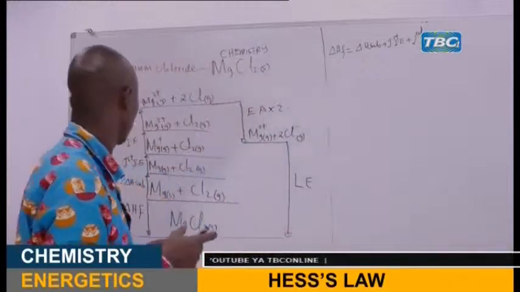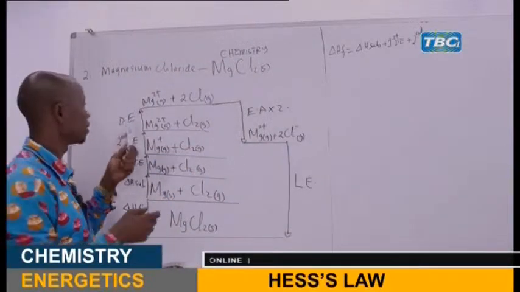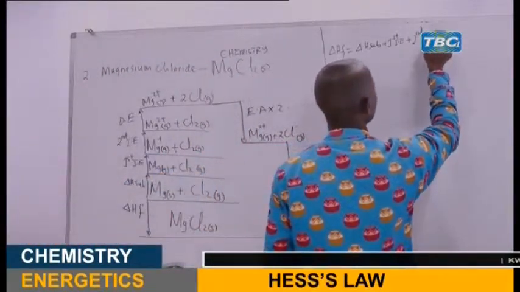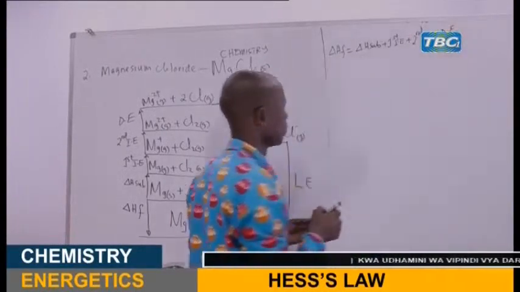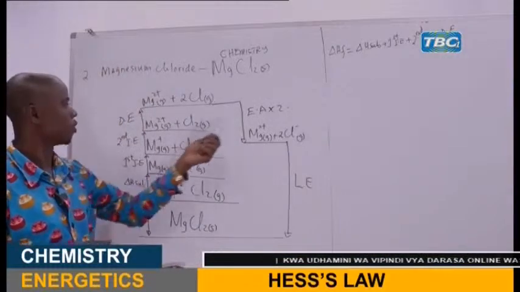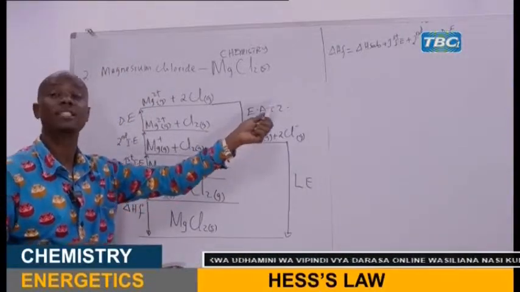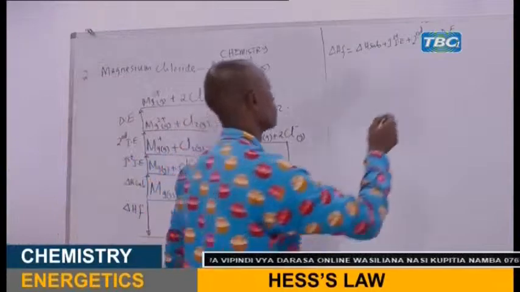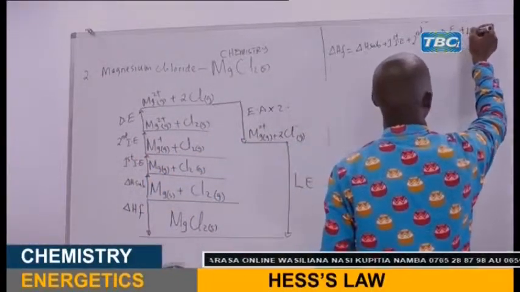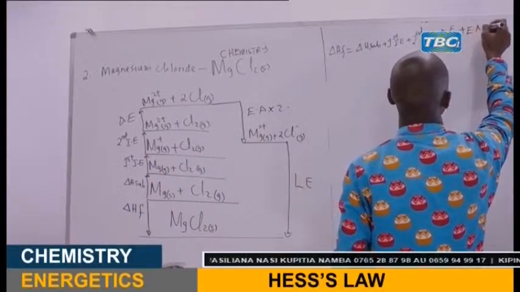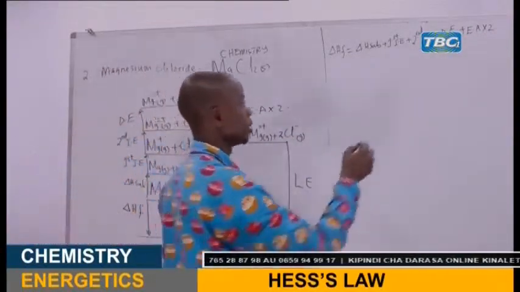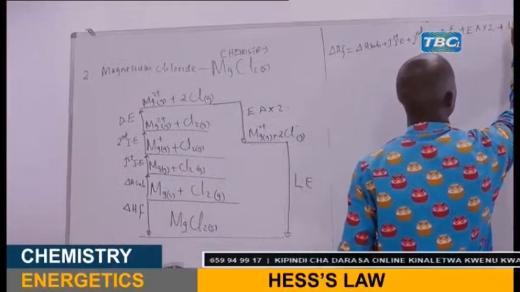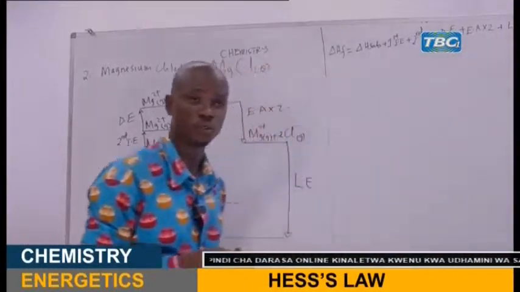We go to the third one, dissociation energy. We go to another one, electron affinity times 2. It is important to remember: electron affinity times 2. Then we finish with the last one, lattice energy. That is the formula to use.